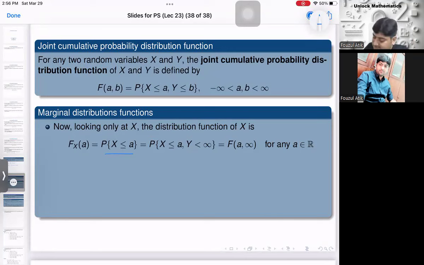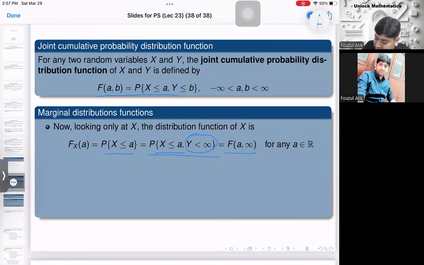It is the P of x less or equal to A and y is less than infinity. That means y probability we have calculated for the whole sample space, so minus infinity to infinity. That means this is the whole sample space, right? And intersection with x less or equal to A. So we can easily write this two event. But according to our joint probability sense, this is actually P of A comma infinity, right? So this one we called it as marginal distribution function of x, right?